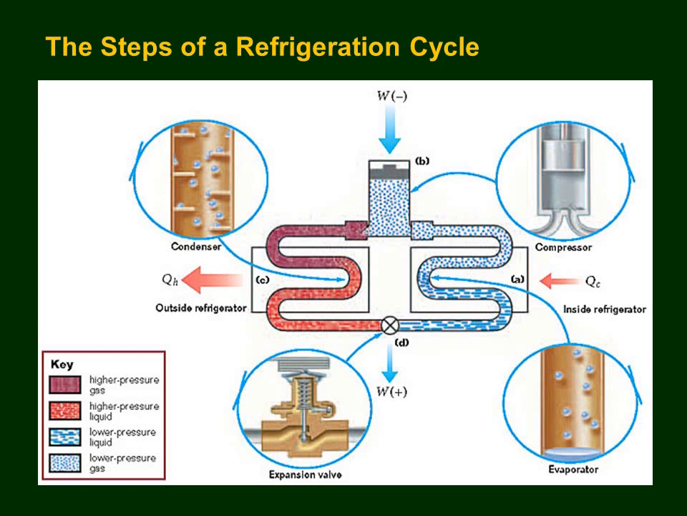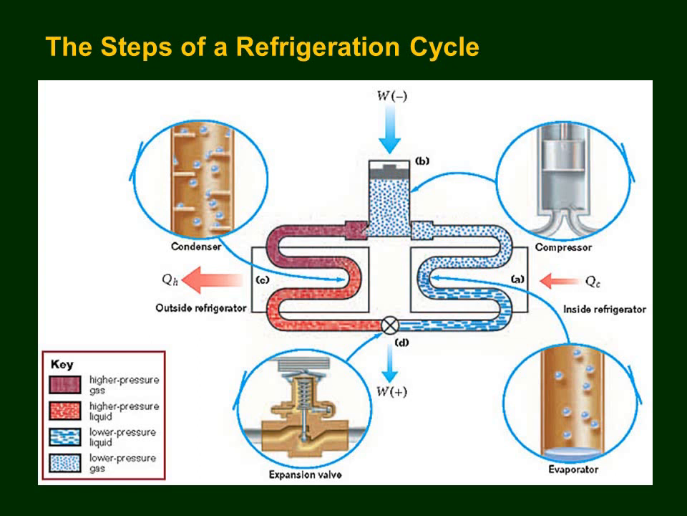What happens here? This is a compressor. The compressor pulls gas from here and compresses it here. When the gas is compressed, work is done on the gas, so its internal energy increases and its temperature also increases. So it starts to lose heat to the surrounding air outside the refrigerator. So the back of the refrigerator is hot.